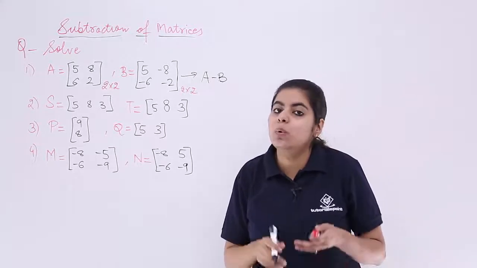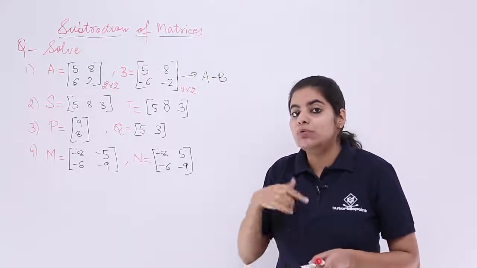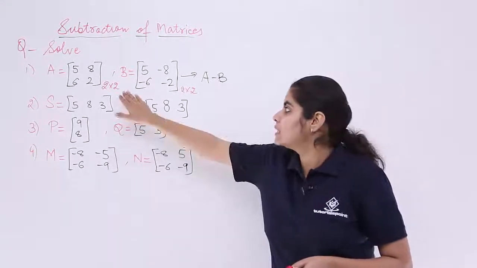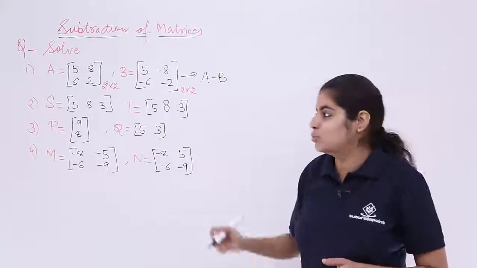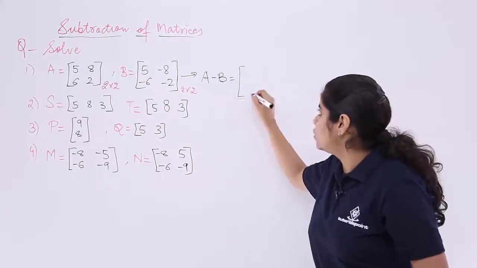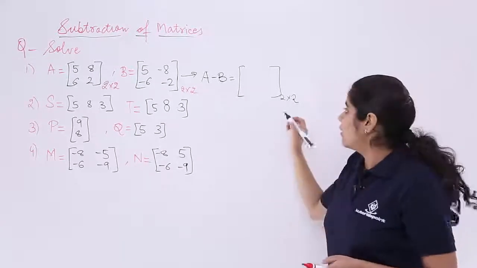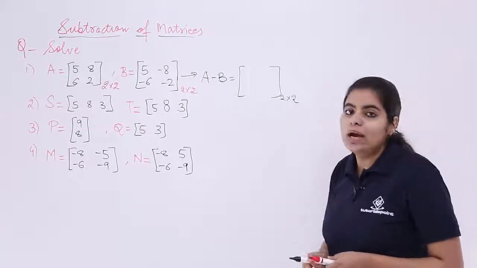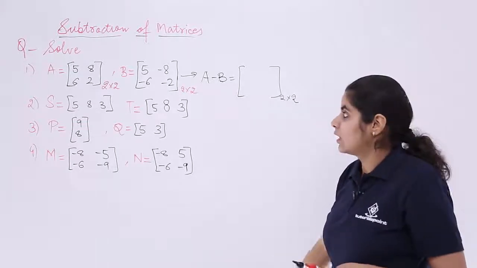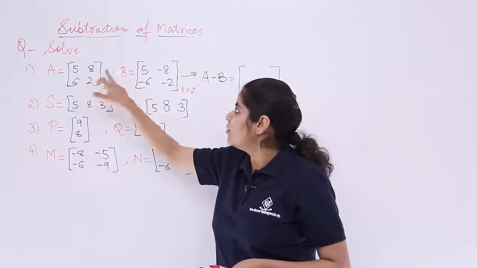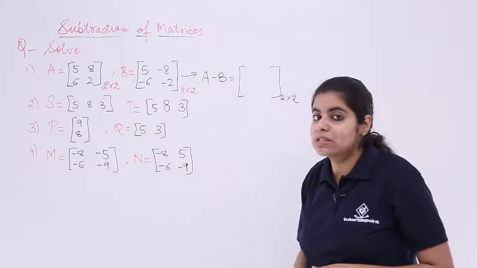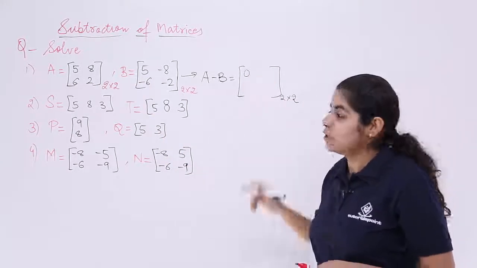A minus B will also be a new matrix. What will be the order of that matrix? The same order, that is 2 by 2 only. So, it has to be a new matrix with the order 2 by 2 only, right? Let's see what the answer should be. The answer should be what? 5 minus 5. What is 5 minus 5? It is 0. So, it should be 0.